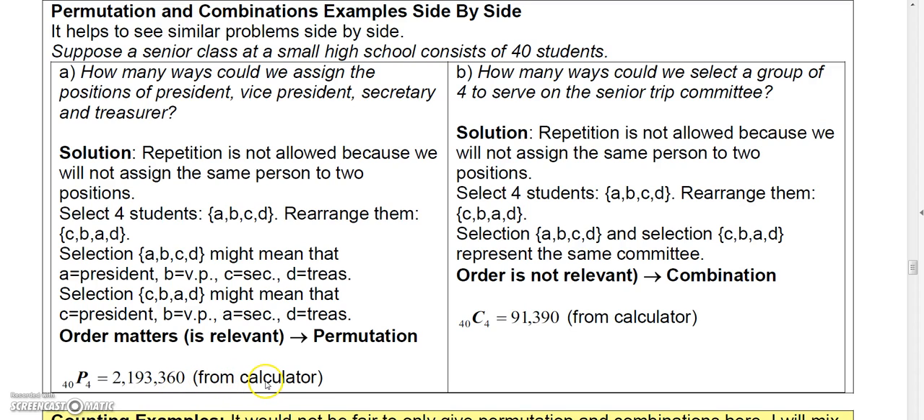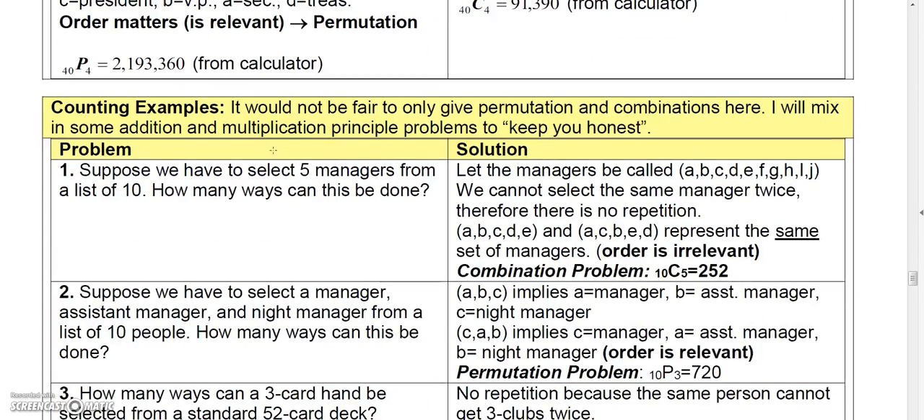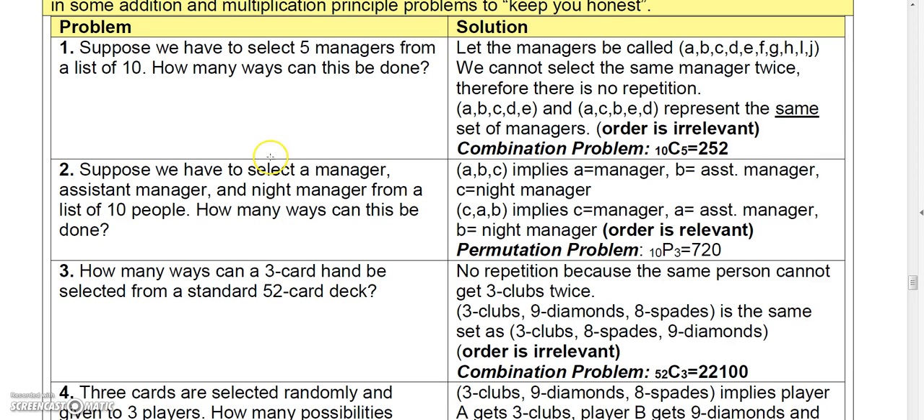possibilities using the calculator. Now, if I ask the question differently, I might say, how many ways could we select a group of 4 to serve on the senior trip committee? Well, this example, again, repetition would not be allowed, but now if we selected 4 students, A, B, C, and D, or C, B, A, and D, they are the same committee. So in that case, we would use the combination formula, and we would do 40C4, which gives us a little over 91,000 combinations.